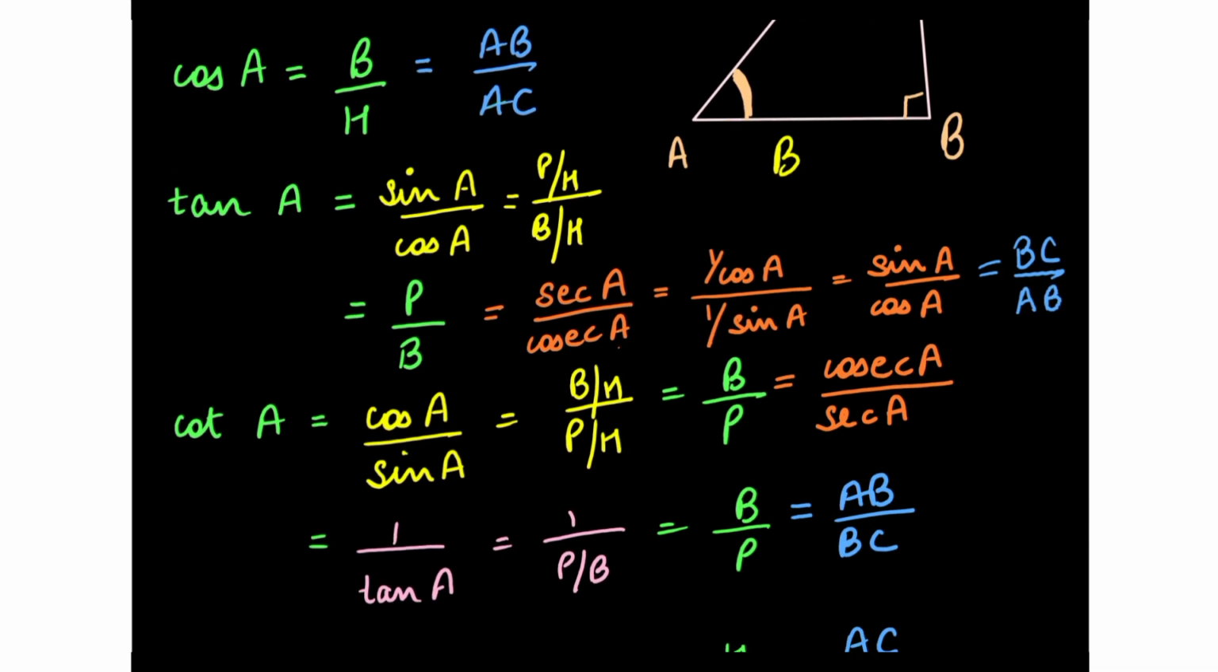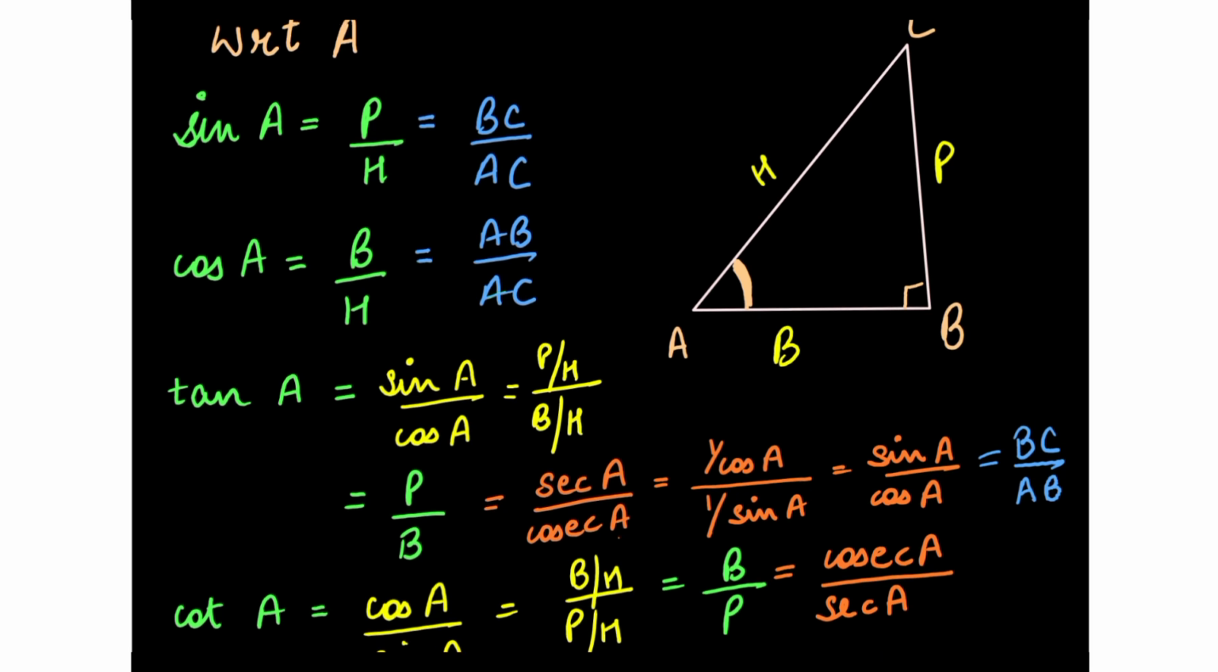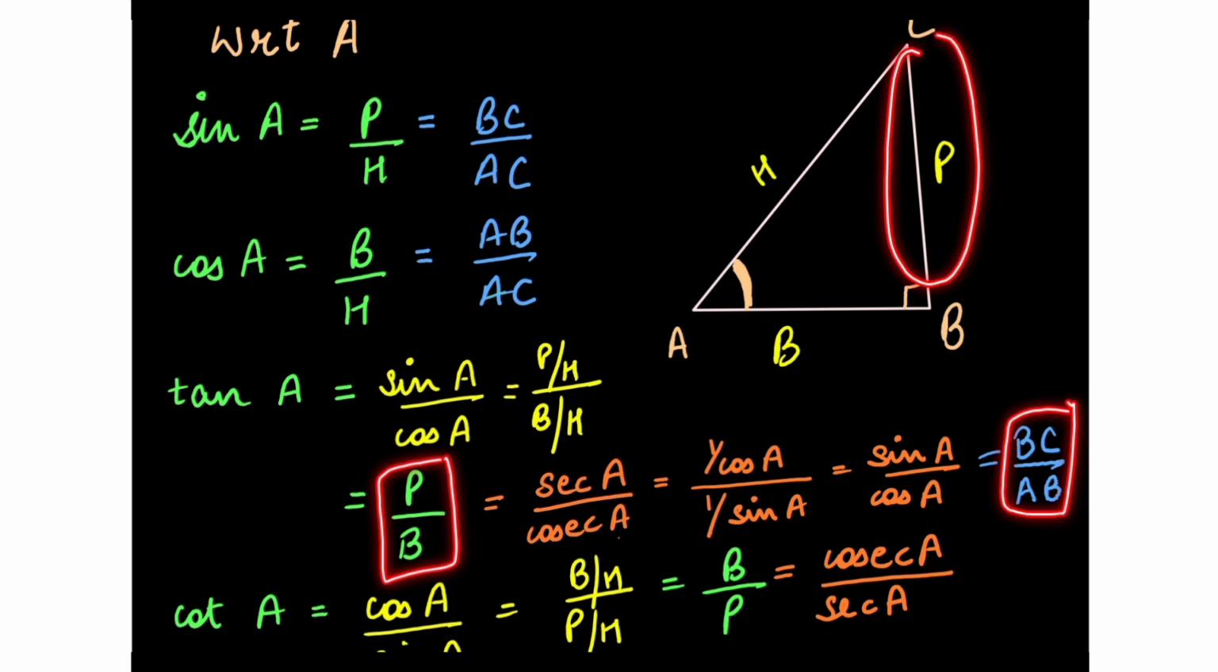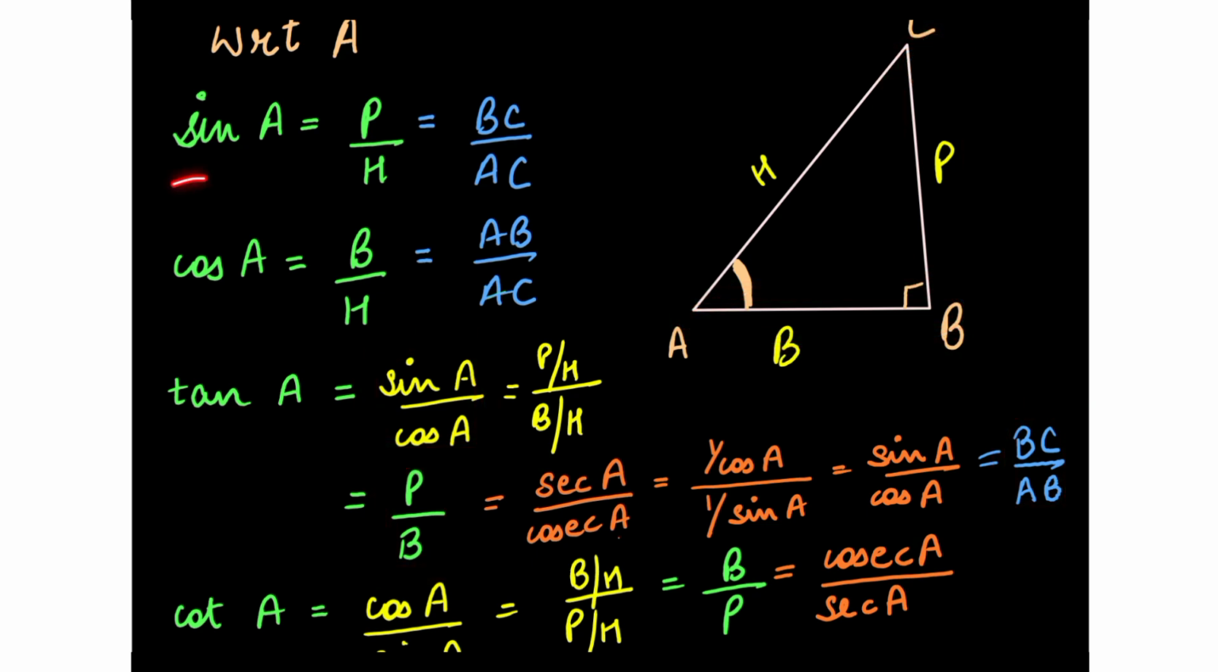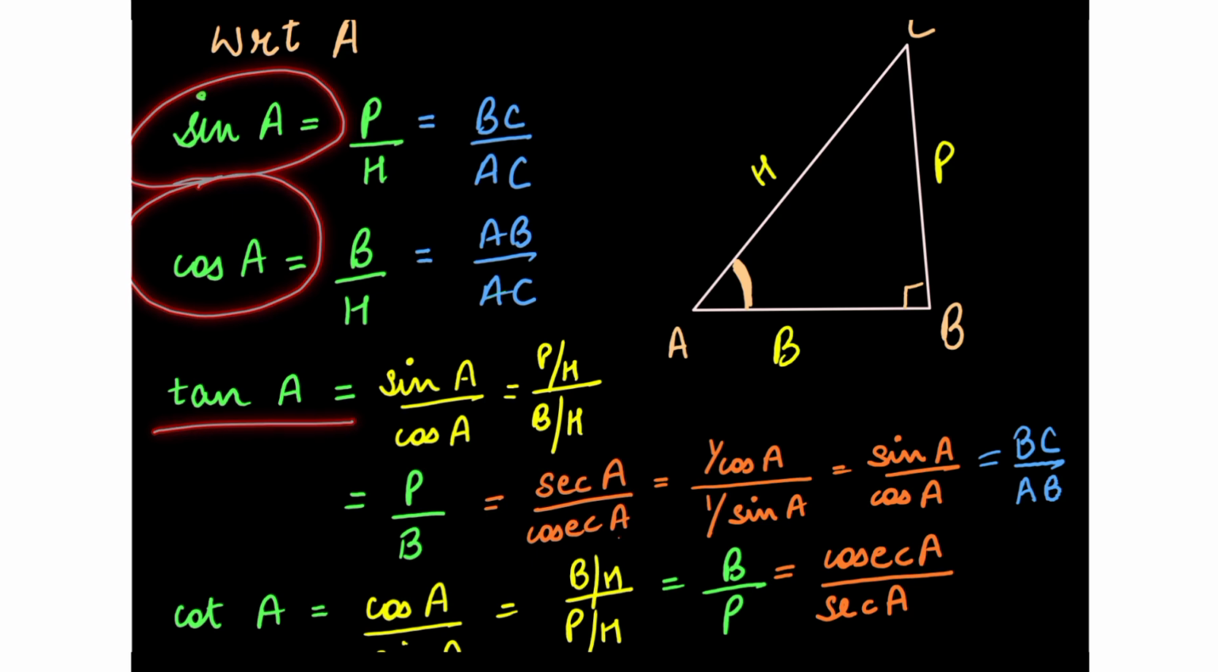Next ratio is tan A. Tan A is basically perpendicular upon the base, that is BC upon AB. Tan A can also be written as sin A upon cosine A. That is, the ratio of these two ratios is the tan A.